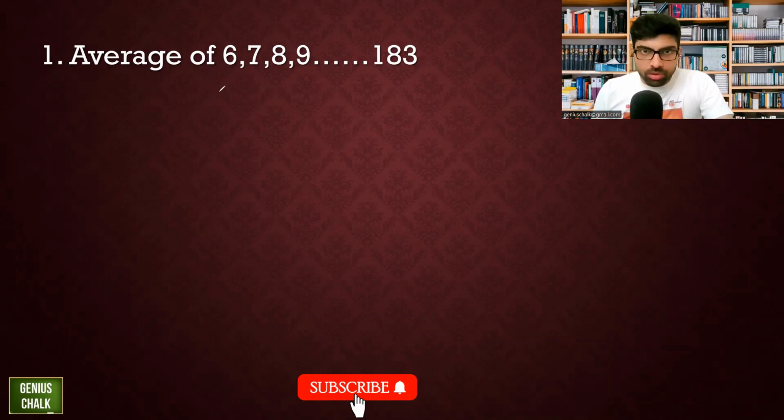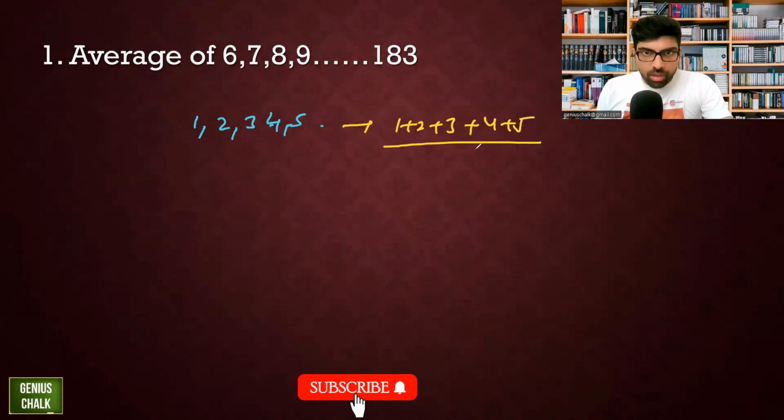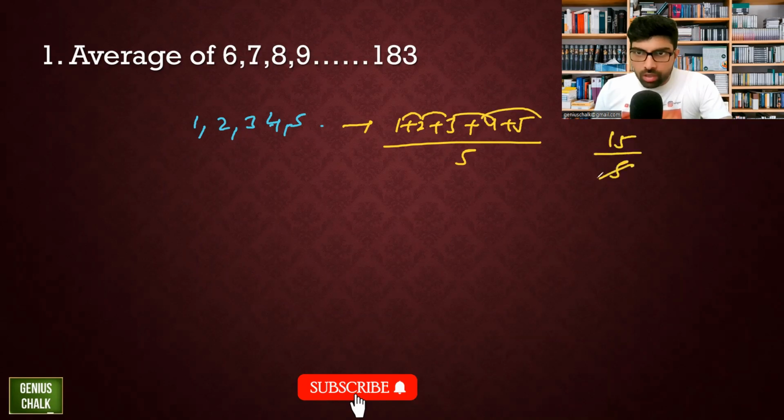Let's understand. Suppose I ask you, what is the average of 1, 2, 3, 4 and 5? Then there is one way: 1 plus 2 plus 3 plus 4 plus 5, by 5, as there are 5 numbers. This is sum by number of things. So this is 15 divided by 5, that is 3. So the average is coming out to be 3. This is the basic method.